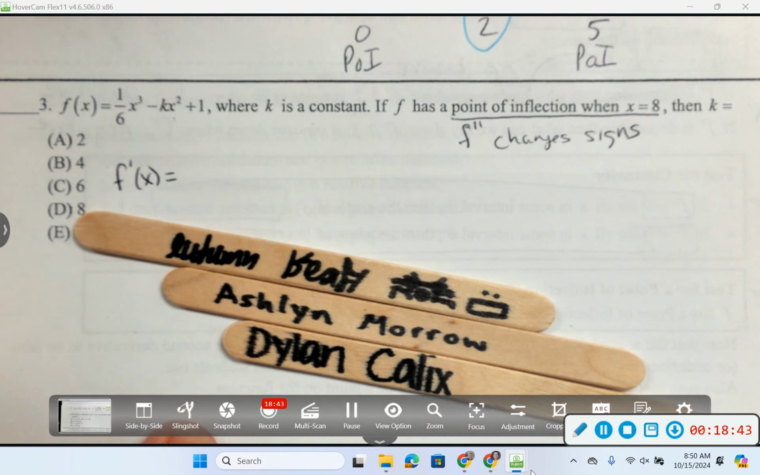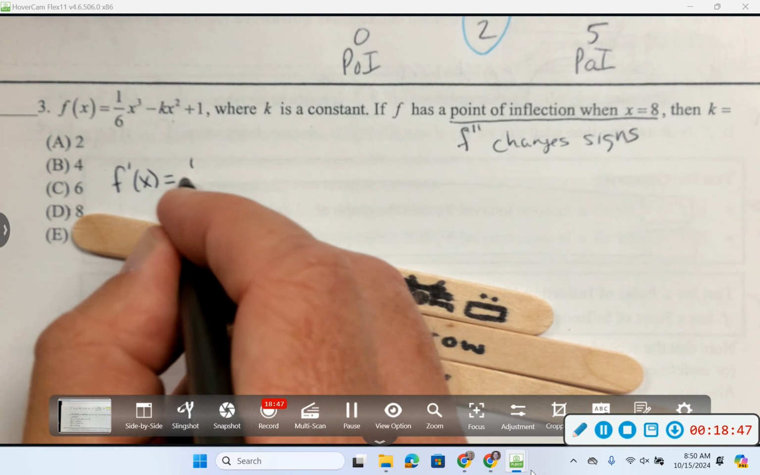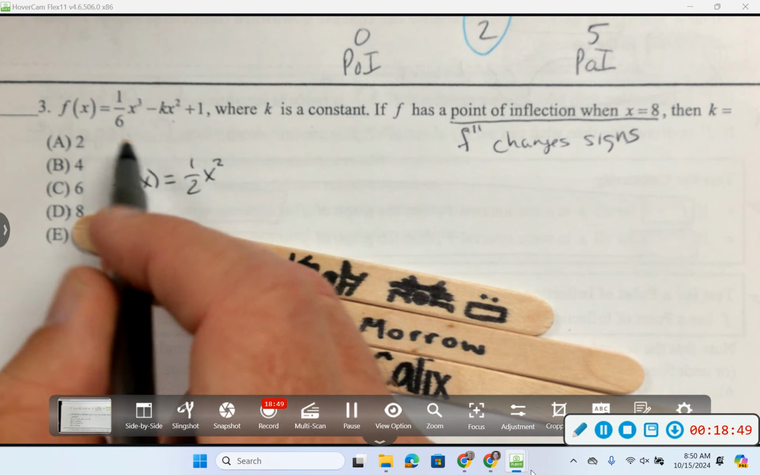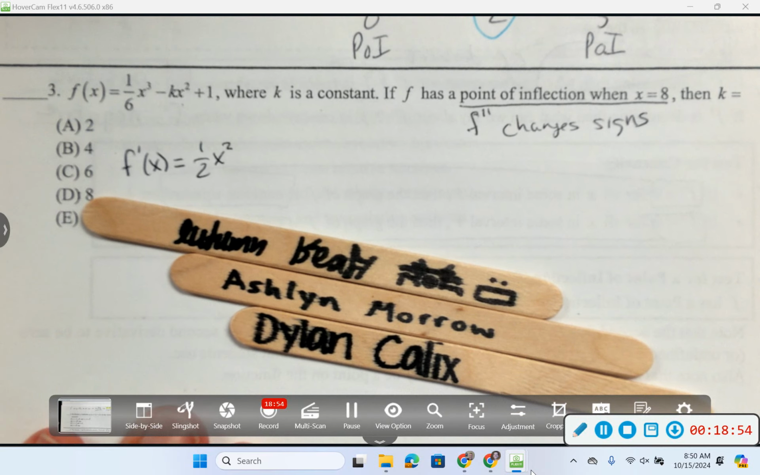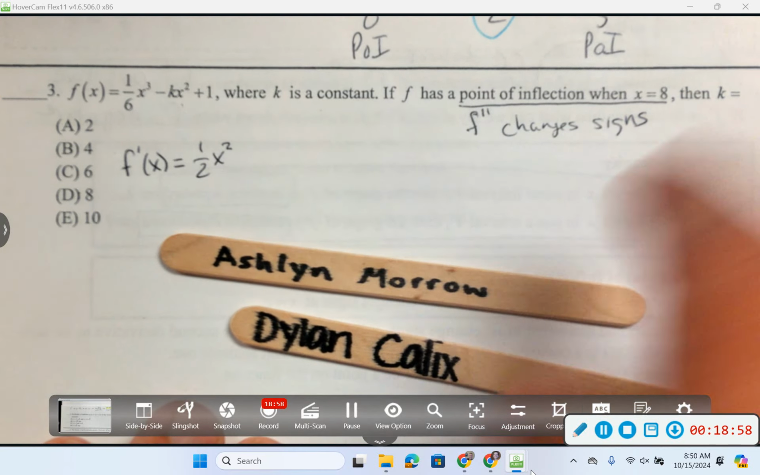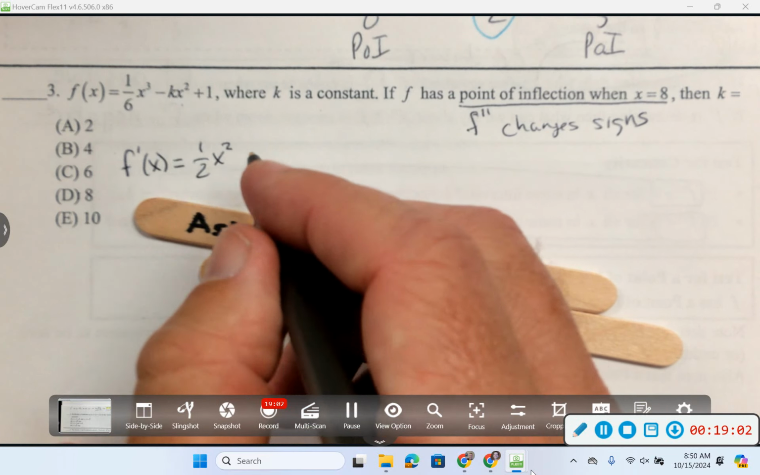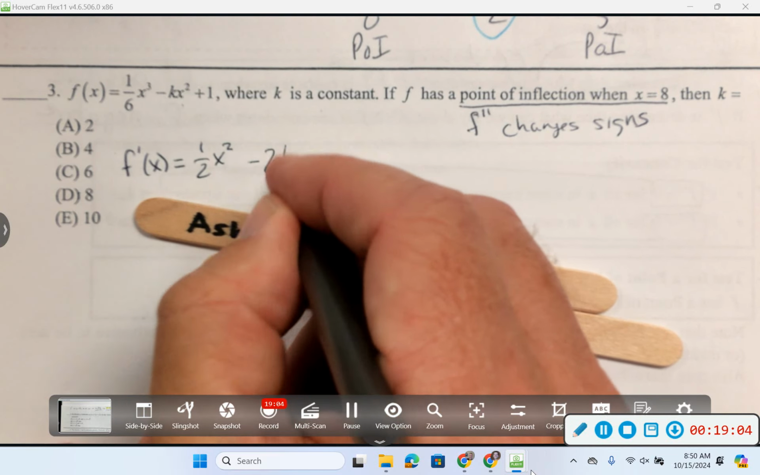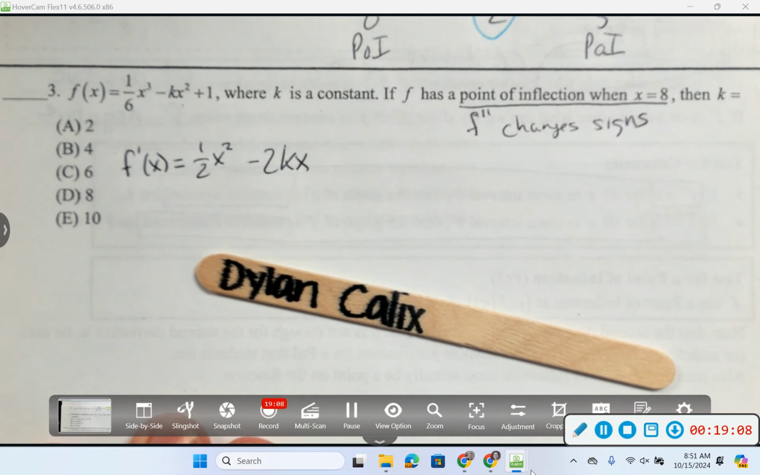All right, Autumn, start us off. What's the derivative of 1/6 x cubed? 1/2 x squared. And this is another one where it's like, oh man, they gave me some fractions. And then you start peeking ahead and you're like, oh, they gave me some nice fractions. They're going to work out well for us. Ashlyn, how about the derivative of negative kx squared? Very nice. And then Dylan, from one extreme to the other, in terms of difficulty, the derivative of 1 is 0.